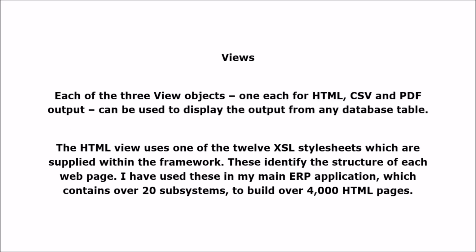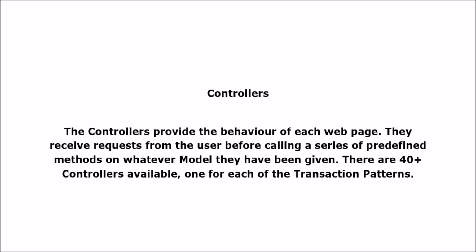Each of the three view objects, one each for HTML, CSV, and PDF output, can be used to display the output from any database table. The HTML view uses one of the 12 XSL style sheets which are supplied within the framework. These identify the structure of each web page. I have used these in my main ERP application, which contains over 20 subsystems, to build over 4,000 HTML pages.